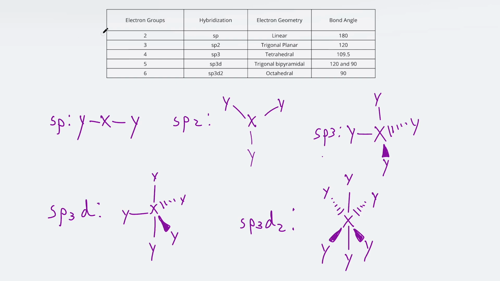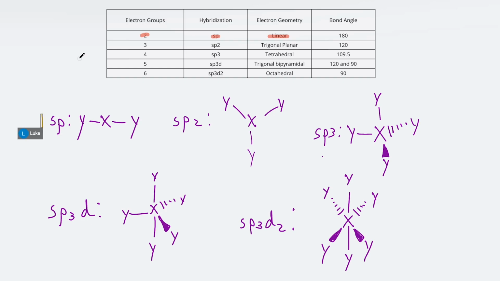Here's a table and some images that show us how our electron groups determine our hybridization, and that also is what determines our electron geometry. So all sp molecules are going to have a linear electron geometry, and so on if you look at the chart and see how those hybridizations correlate with the electron geometries. If you're not familiar with hybridizations, I would go back to that video and see how those correlate with the number of electron groups.